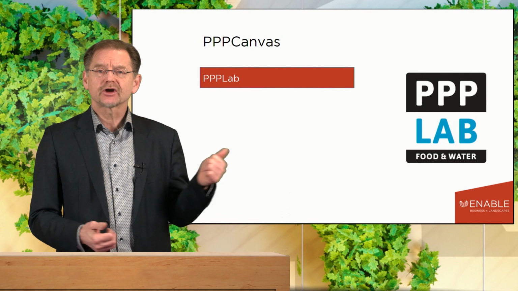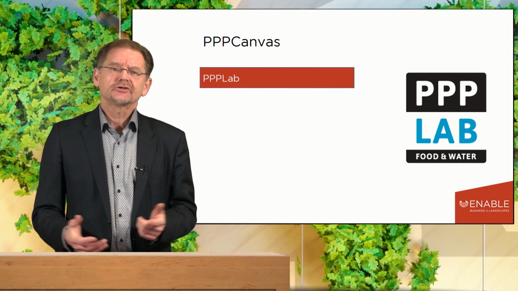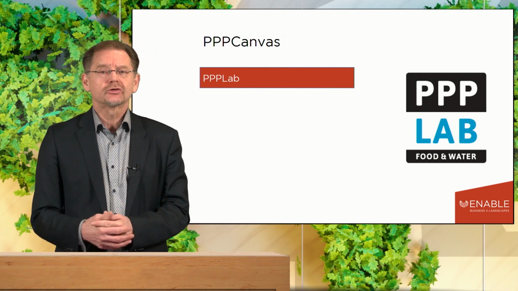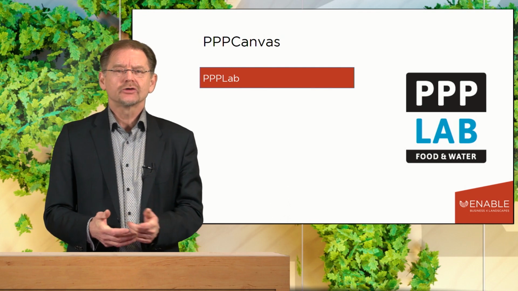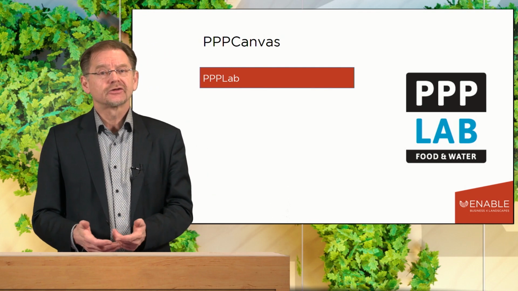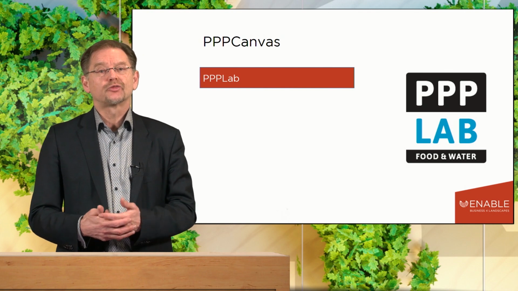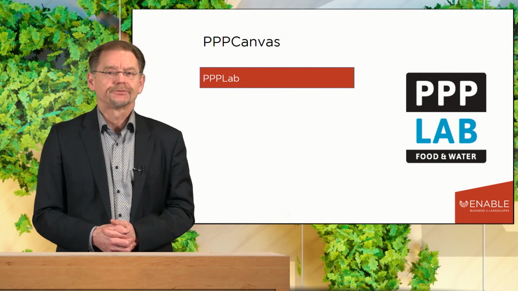The PPP Lab started in 2014. It is a 4-year action research and joint learning and support initiative to learn about the relevance, effectiveness and quality of Dutch-supported public-private partnerships.